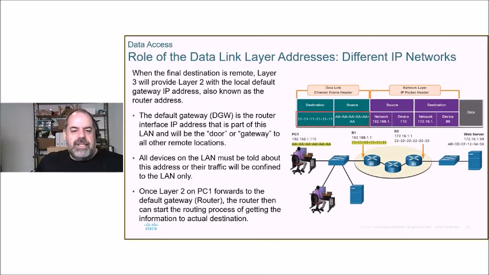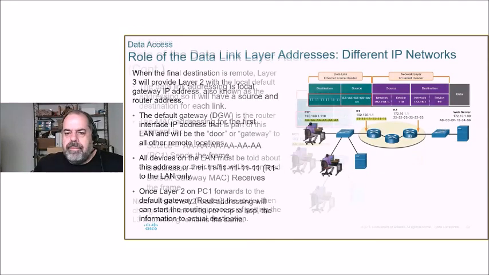All devices on the LAN must be told the address of the gateway, otherwise all their traffic will be confined to the LAN only. So if you don't tell a host its gateway address, you will not be able to talk to remote hosts. All right, once layer 2 on PC1 forwards to the default gateway, the router then can start the routing process of getting the information to the actual destination.